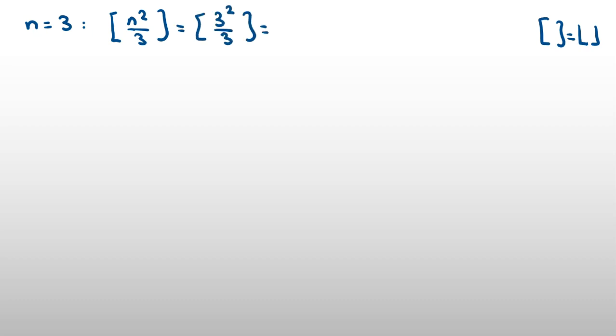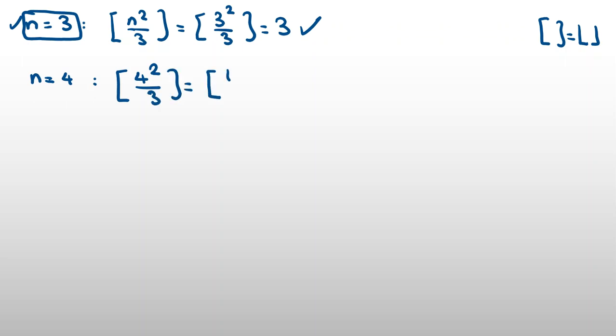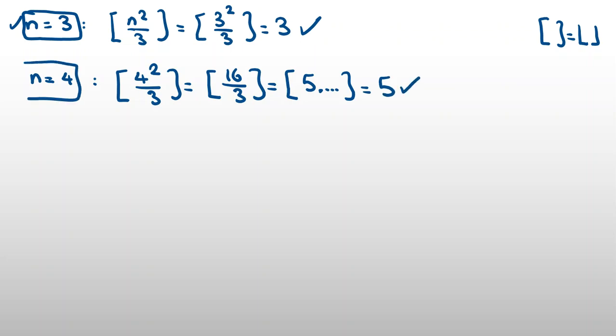For n equals 3, now let me tell you, you can write this sign as equivalent to this sign. Both of them are the same. n squared over 3 equals 3 squared over 3, which is 9 over 3, which is 3. The integer part, 3, is prime. So n equals 3 is good. We found one answer. For n equals 4, if we check, it will be 4 squared over 3. 4 squared is 16. 16 over 3 is 5 point something. The integer part of that is 5. It's good, so n equals 4 works.